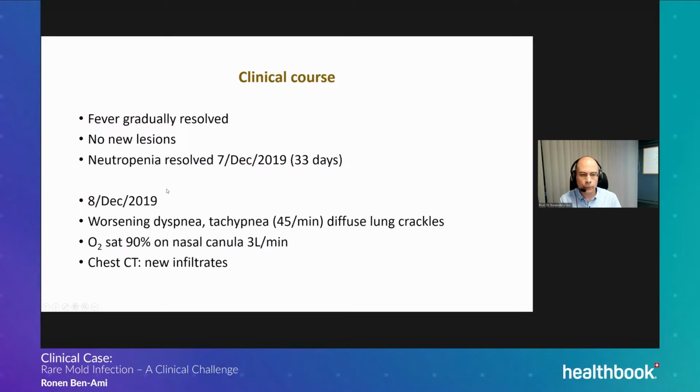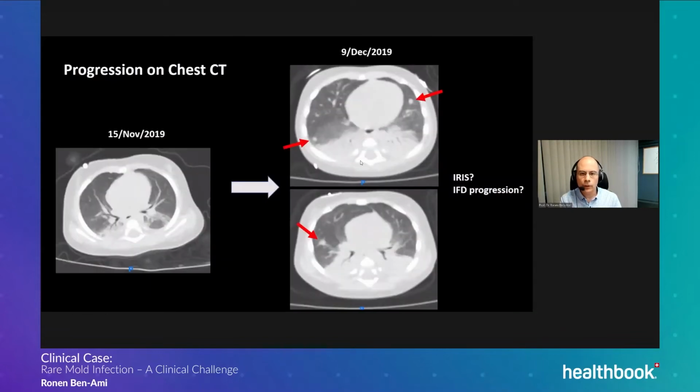However, very soon after she emerged from neutropenia, her respiratory status worsened acutely with worsening dyspnea, tachypnea, and diffuse lung crackles. Her O2 saturation was 90% using a nasal cannula and 3 liters per minute of oxygen. And her chest CT showed new findings. You can see here, when we compare it to the previous CT that you just saw, these new nodular lesions, which are shown on both lungs.